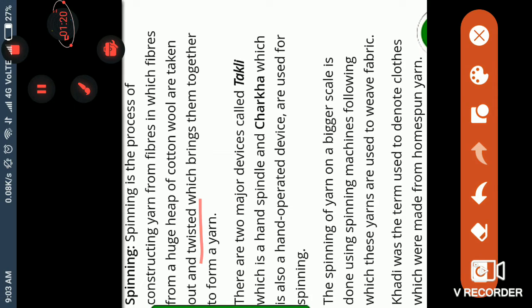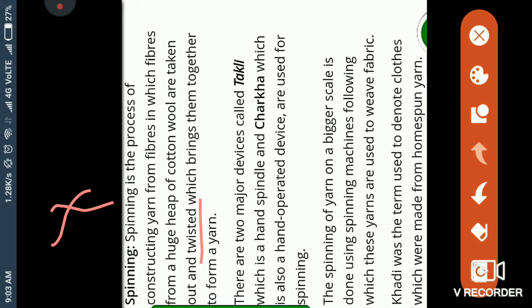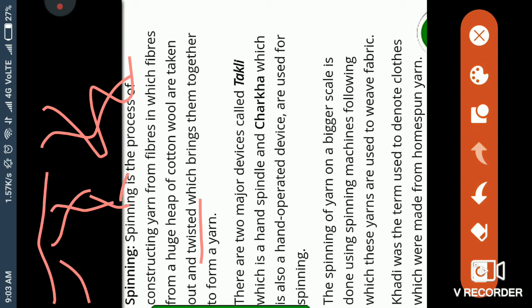Twisted means like girls make a pony. Just like two wires, we will spin them together like this. Understand? And when these fibers are connected to each other, then they become strong and take the size of a yarn.